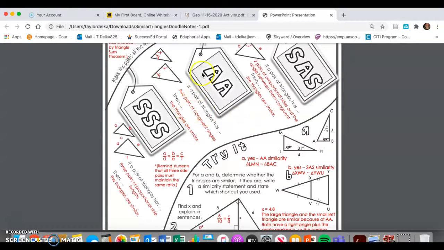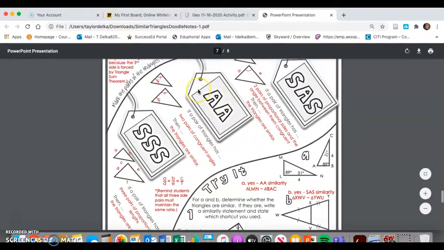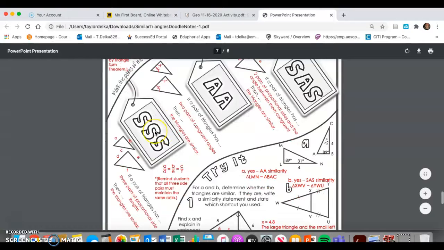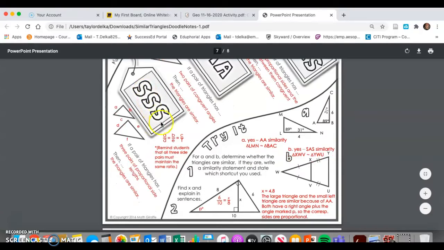Let's go on down and look at angle angle. And you won't have this one a whole lot, but we'll go ahead and go through it. It says if a pair of triangles has 2 pairs of congruent angles, then the triangles are similar, and that is correct. How you'll see that is you'll see the curvatures inside the triangles. One has a line, the other one has a line. That means that they are similar. And then the other ones have 2 lines, meaning they're not the same angle as the other one that was inside that triangle.